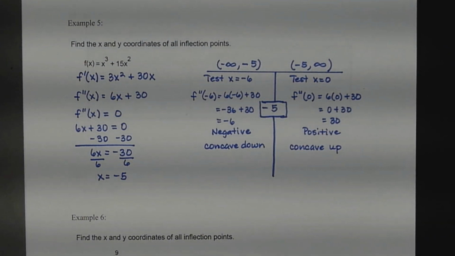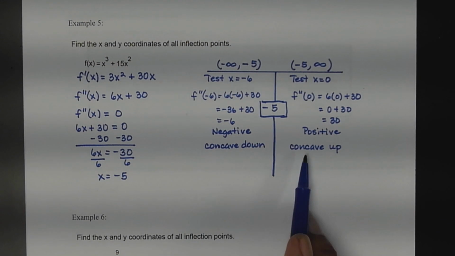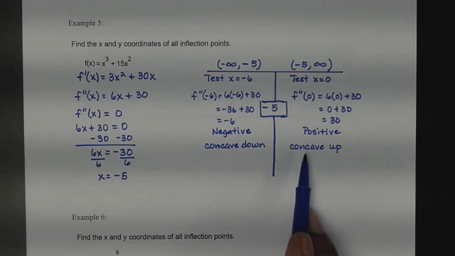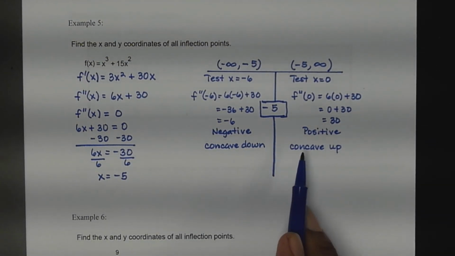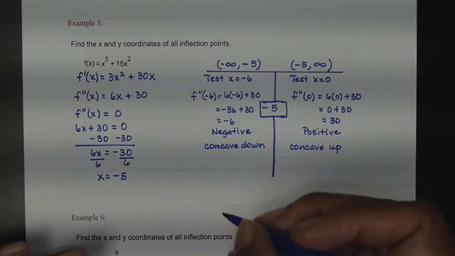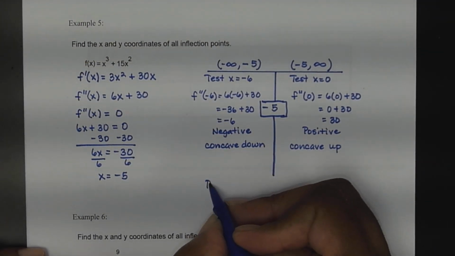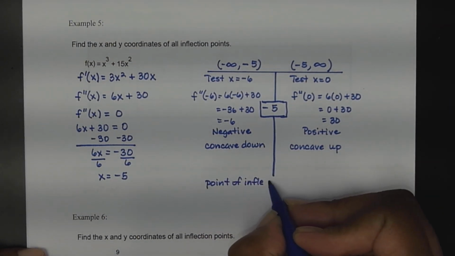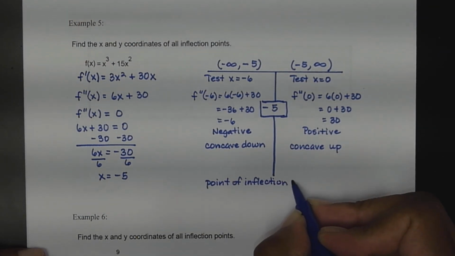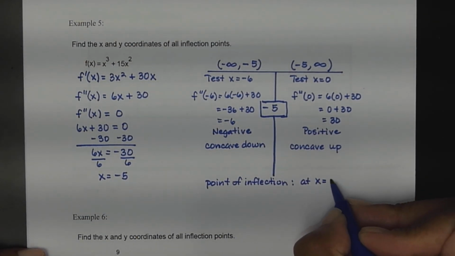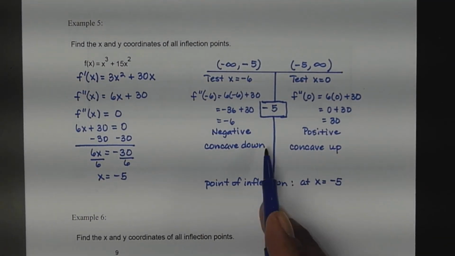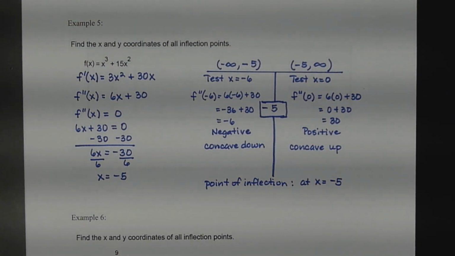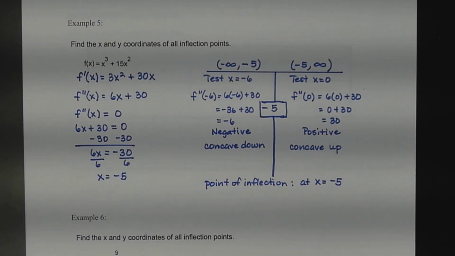Okay. So as you can see here, there is a change in concavity from concave down on the left side of negative 5 to concave up on the right side of negative 5. So our point of inflection occurs at x equal to negative 5, because we do have a change in concavity. So at negative 5, that would be our point of inflection. Now they want the x and the y coordinates of that point of inflection.